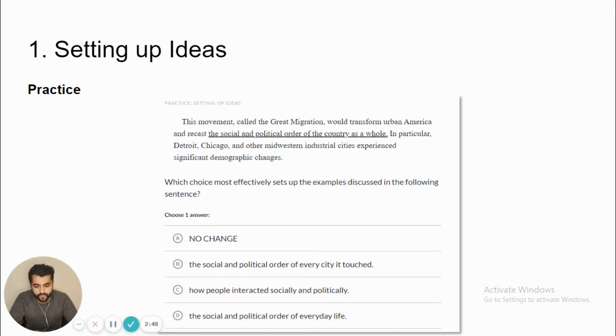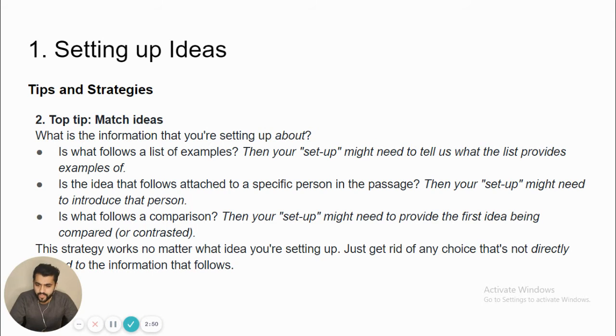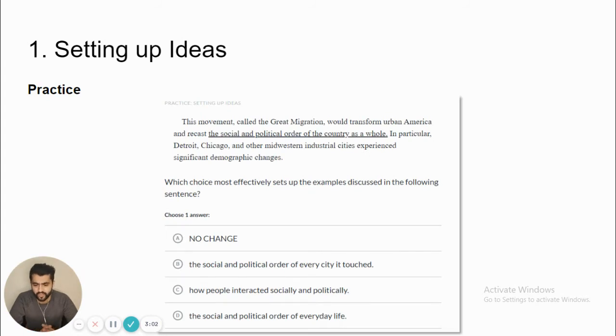Right. So if you go back to our tips, the first tip that you see here is, what follows a list of examples? Then your setup might need to tell us what the list provides examples of. And if you look at the question here, it's similar. Which choice most effectively sets up the examples discussed in the following sentence? If we read the following sentence after the underlined part, it says, in particular, Detroit, Chicago, and other Midwestern industrial cities, right? So we can see that the examples are the names of cities.